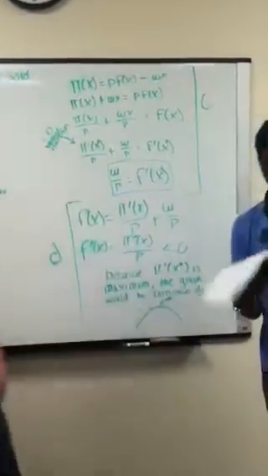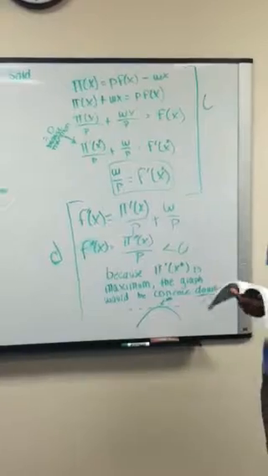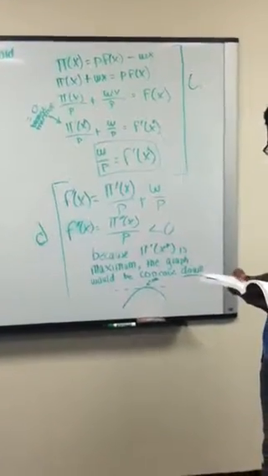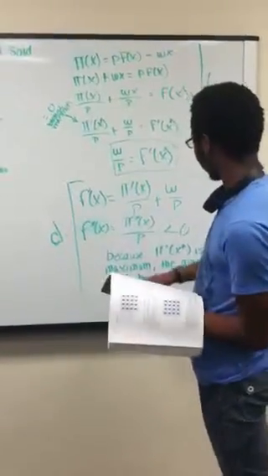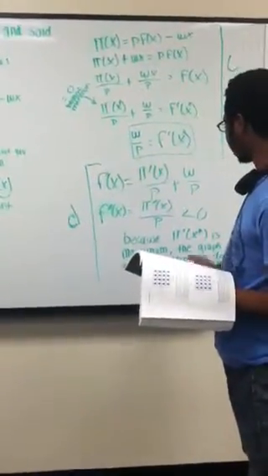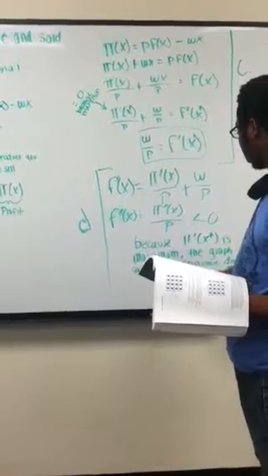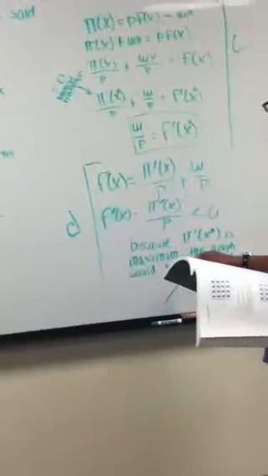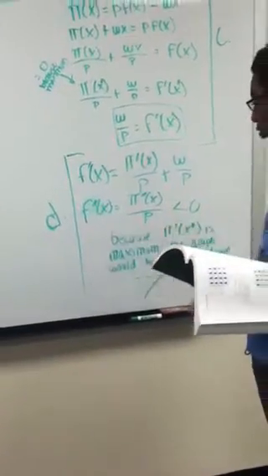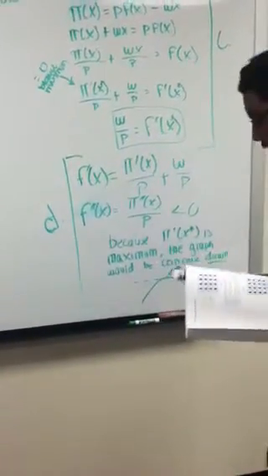Alright. And then D asks us, assuming it is non-zero, is f double prime of x positive or negative? Since you have the curve here at x star and it's concave down, then you know that f double prime is going to be less than 0.